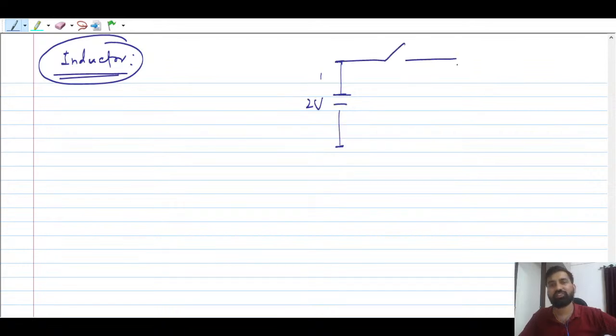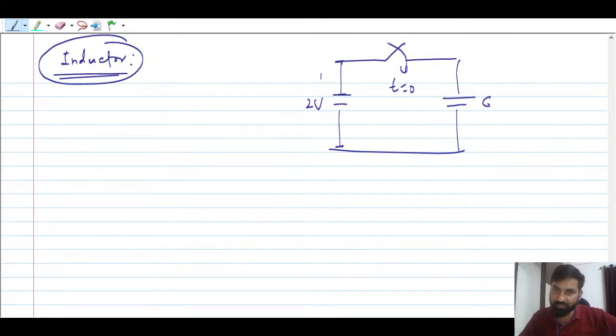And there is a switch, and this switch is closing at t equal to 0. Now they are asking what is the voltage across this capacitor? Once this switch is closed, the voltage across this capacitor will be 0 only, right? Then violation of KVL will happen, okay? So we don't want violation of KVL, guys. So you have to flow impulse current here.